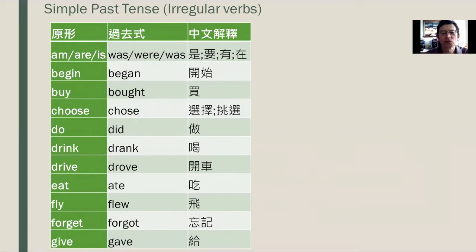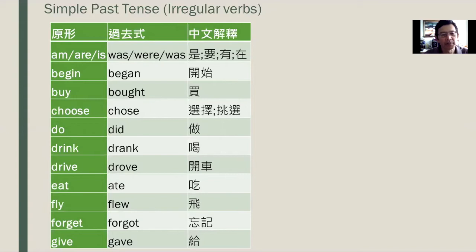Simple past tense verbs are not always made using these rules. The verbs that do not follow these rules are called irregular verbs. Can you see that? Irregular verbs. You have to memorize these irregular verbs. 你要记住这些. You have to memorize this.